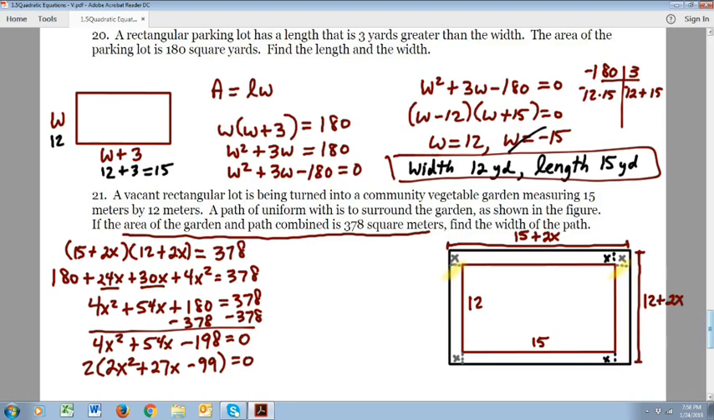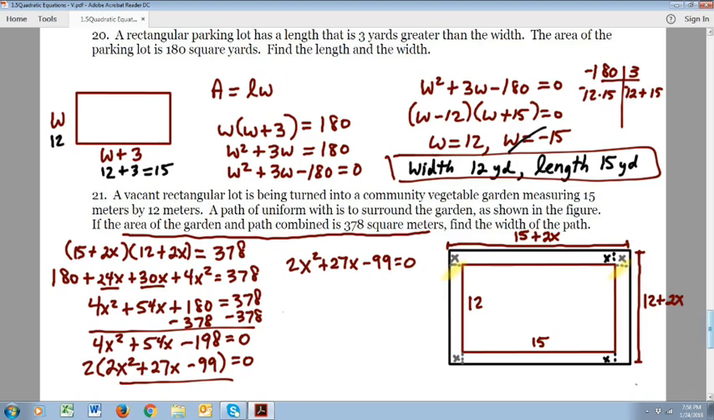And if we have 2 times this trinomial equal to 0, it's not because of the 2. 2x squared plus 27x minus 99 is what needs to be set equal to 0. That's what's equal to 0. So I'm just going to go ahead and factor this.